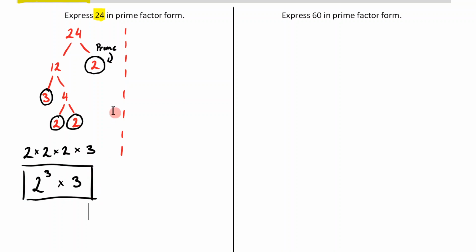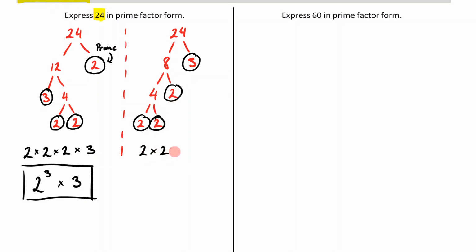Now, as I said before, there are different ways you could break up 24. So let's break it up in a different way. If I had 24, I could break it down into 8 and 3. Now 3 is a prime, so I'm going to circle it. But 8 isn't, so I'm going to break down 8. I can break 8 down into 4 and 2. 2 is a prime, so I'm going to circle that one. And now I'm left with 4. 4 is 2 times 2, and both of those are prime, so I'm going to circle those. Now I can count them up again. Here I have 1, 2, 3 twos, 2 times 2 times 2, and then I have a 3 here. So that's the same as 2 cubed times 3.